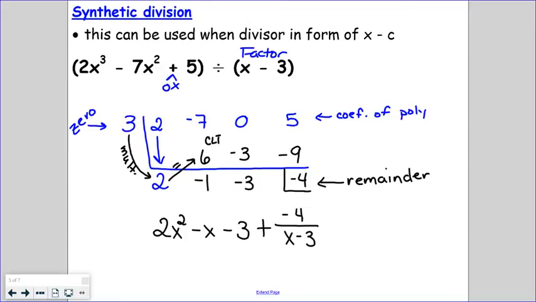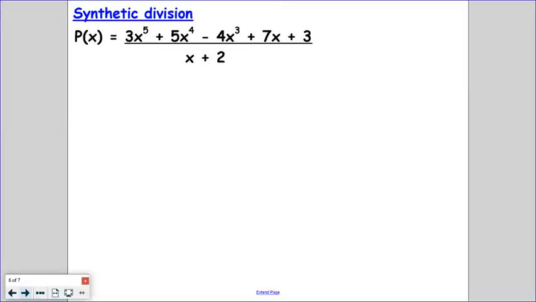So the last number is just always the remainder. Last number is always the remainder. You got it. Questions? All right, you try one. Look for missing terms. That's my friendly reminder so you don't get too far into this without forgetting that part of it.